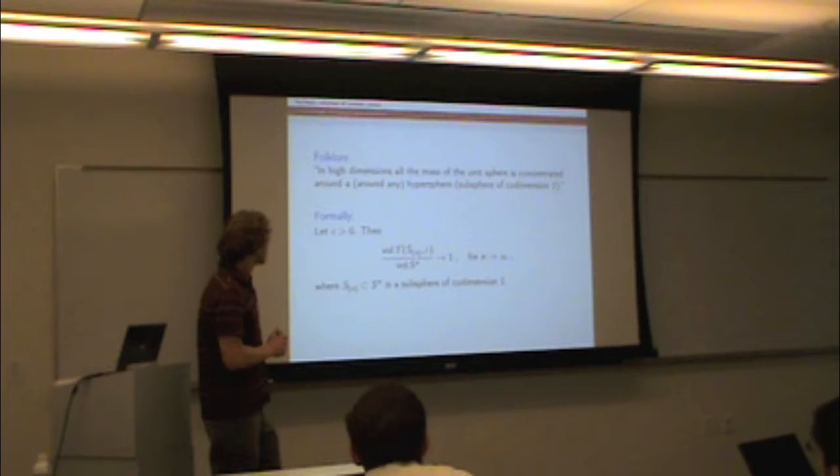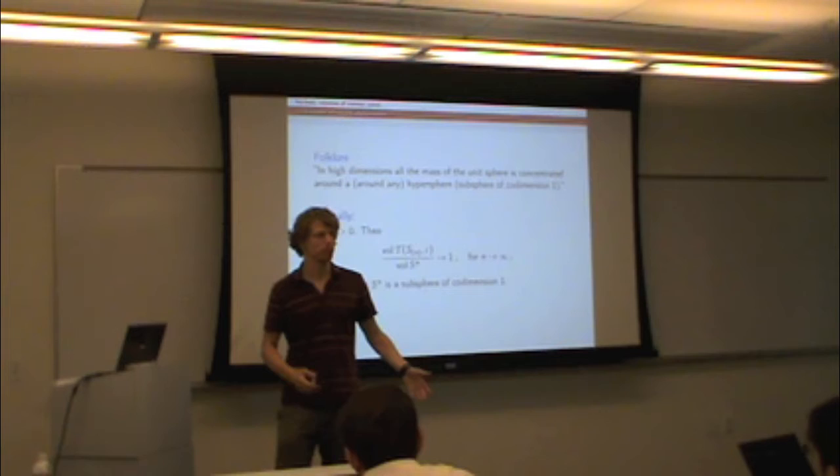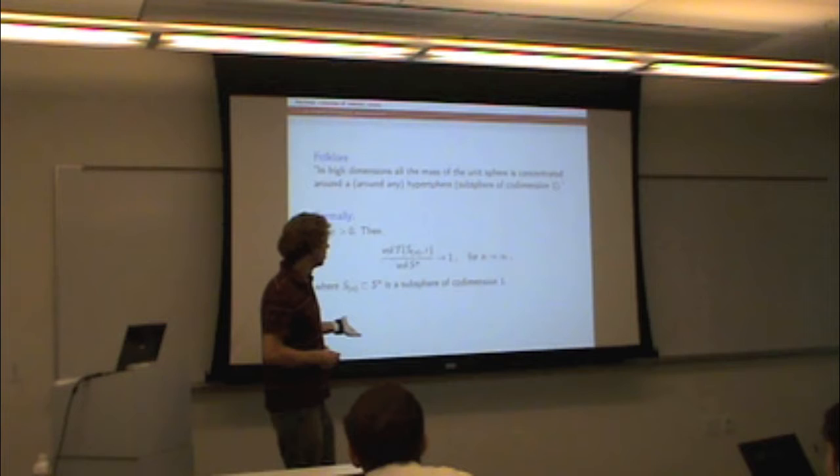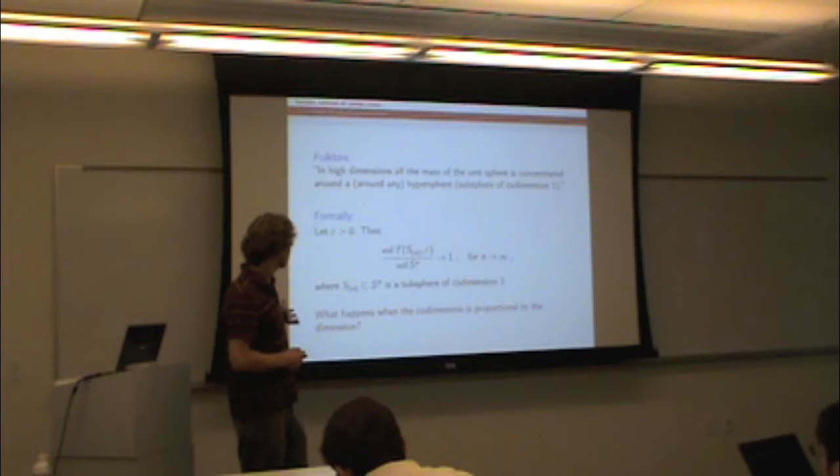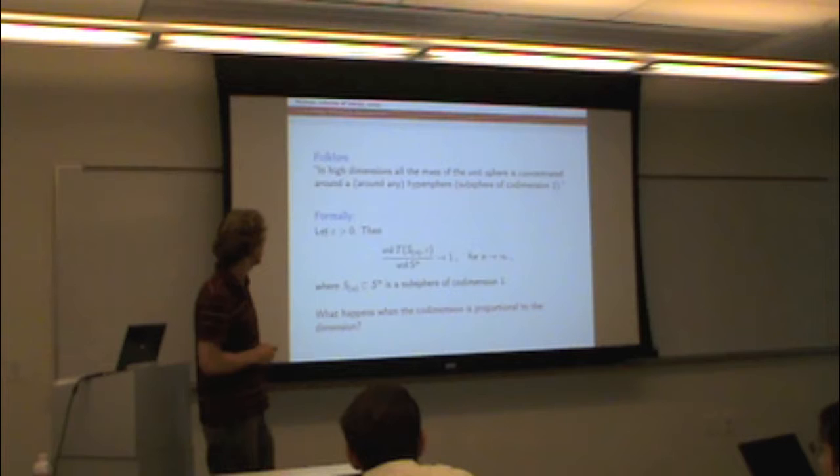Okay, now the question is, so this holds for codimension 1. Right? So what if I replace 1 by 2 or 4? I mean, what happens if I let the codimension be a ratio of the dimension itself? And so this is now the question. What happens when the codimension is proportional to the dimension? And this is what we will now answer.